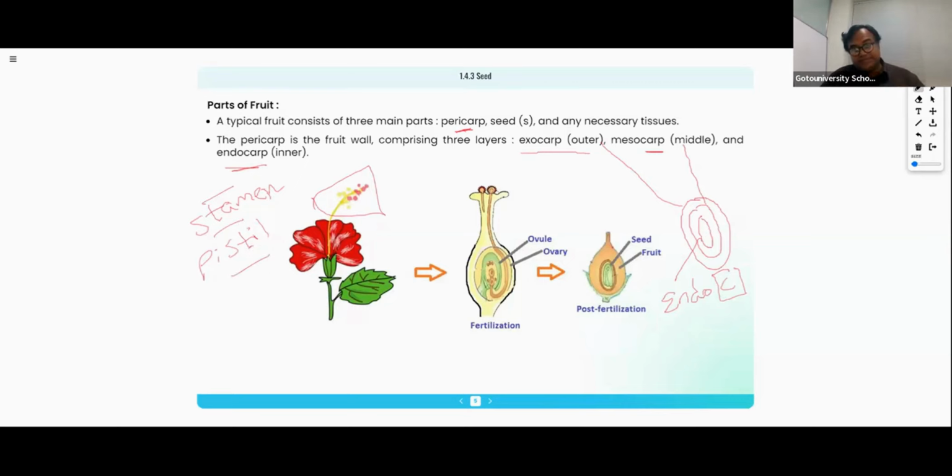So we know very well in the fertilization process, once a zygote is formed, it is going to become the seed. This seed is nothing but the embryo.